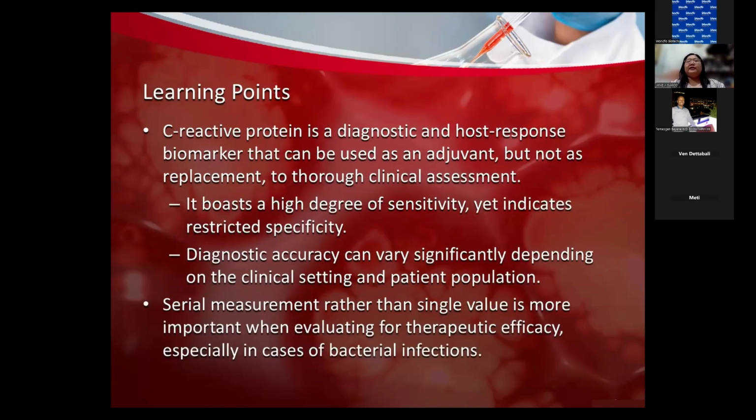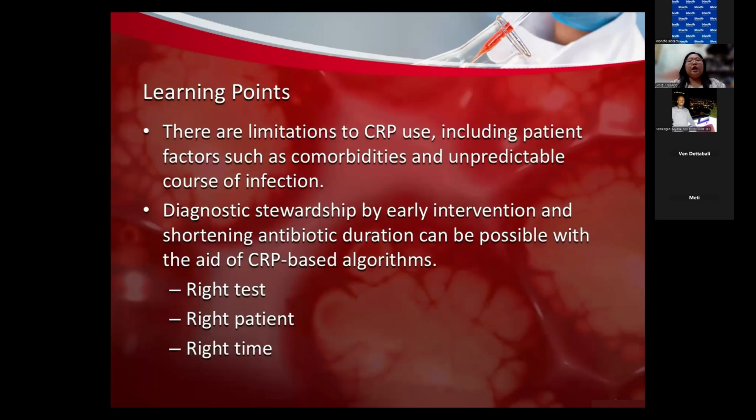C-reactive protein is a diagnostic and host response biomarker that can be used as an adjuvant but not as a replacement to thorough clinical assessment. It boasts a high degree of sensitivity yet indicates restricted specificity. Diagnostic accuracy can vary significantly depending on clinical setting and patient population. Serial measurement rather than a single value is more important when evaluating for therapeutic efficacy, especially in cases of bacterial infections. There are limitations to CRP use, including patient factors such as comorbidities and unpredictable course of infection.